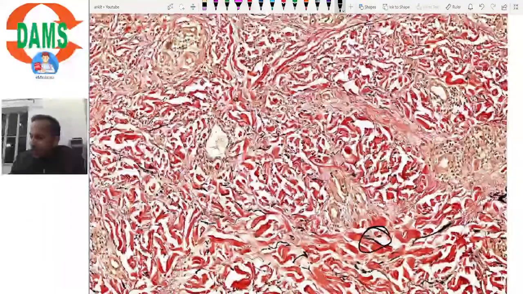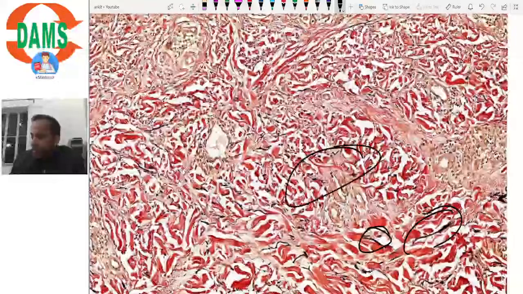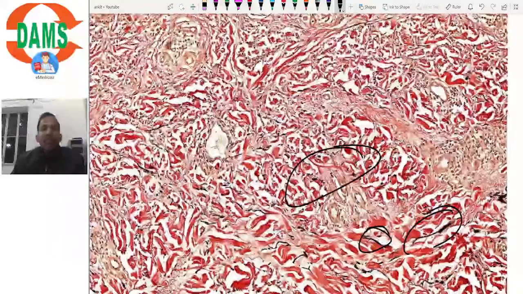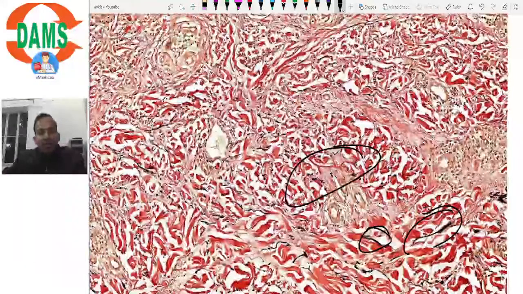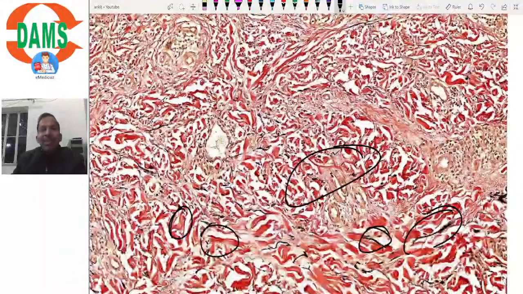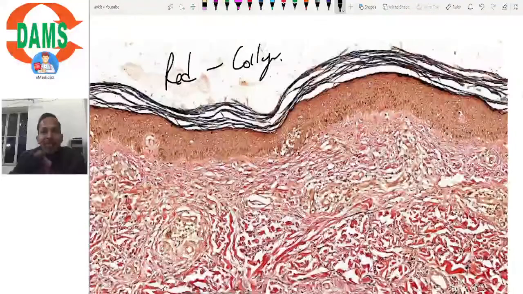Can you notice these black fibers? These black fibers are nothing but elastic fibers. So it helps differentiate between the collagen fibers and elastic fibers. Also, you will notice that the muscle is also stained in red color. So muscles will be stained red in color.